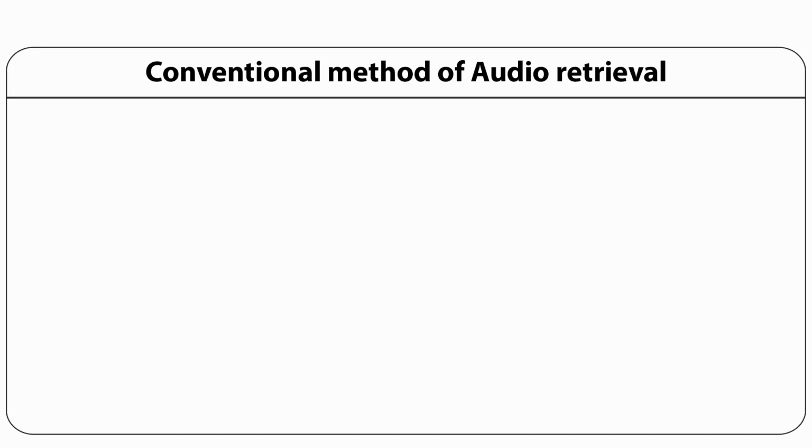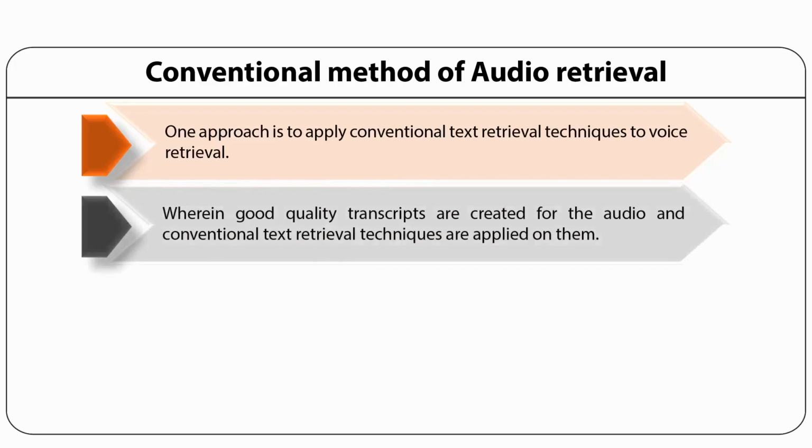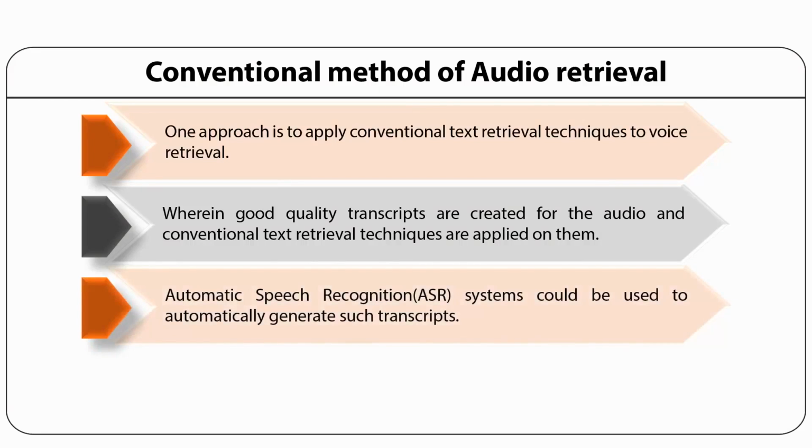In this approach, the conventional text retrieval techniques are applied to voice retrieval. Good quality transcripts are created for the audio and conventional text retrieval techniques are applied on them. The advances in speech recognition have made it possible to automatically generate good quality speech transcripts. A perfect automatic speech recognition system, that is ASR, that can efficiently transcribe spoken audio documents would be an ideal solution. Hidden Markov models form the backbone of ASR systems.